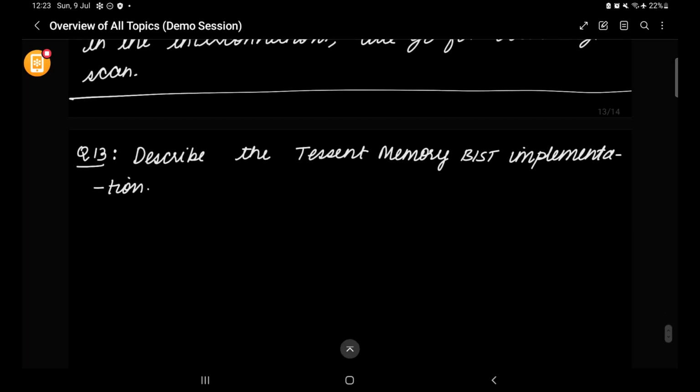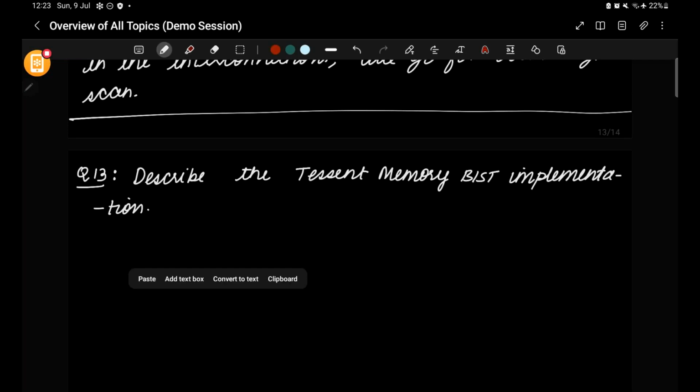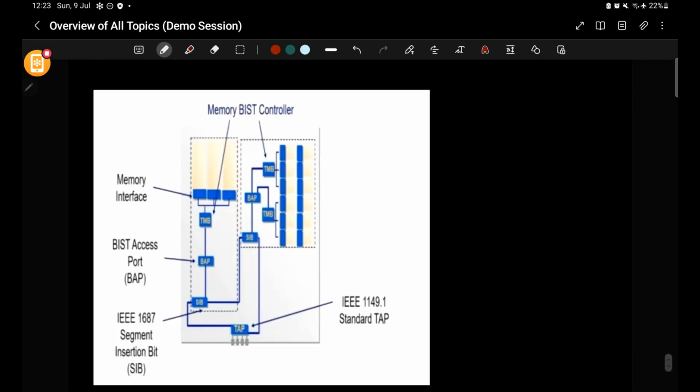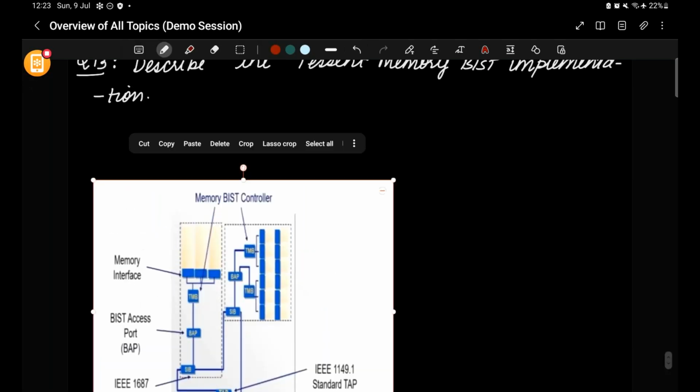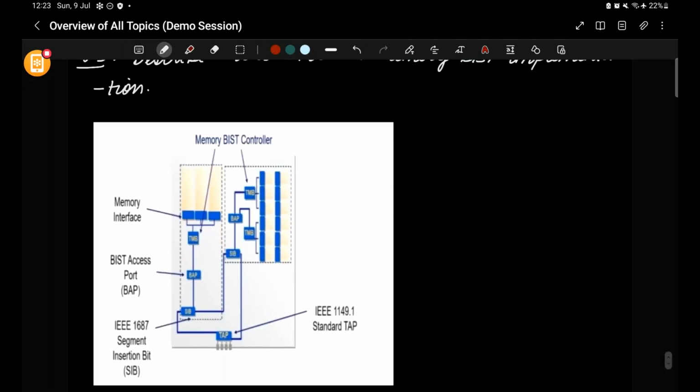So after JTAG, we will actually be discussing IJTAG. There is another thing called IJTAG. So the difference between JTAG and IJTAG: IJTAG is the 1687 standard. Then the difference between JTAG and IJTAG, and then what is the advantage of IJTAG over JTAG. So those kind of questions we will be able to discuss when we understand the architecture of JTAG. So during the original course, after we understand the architecture of JTAG, we will go to the IJTAG standard.